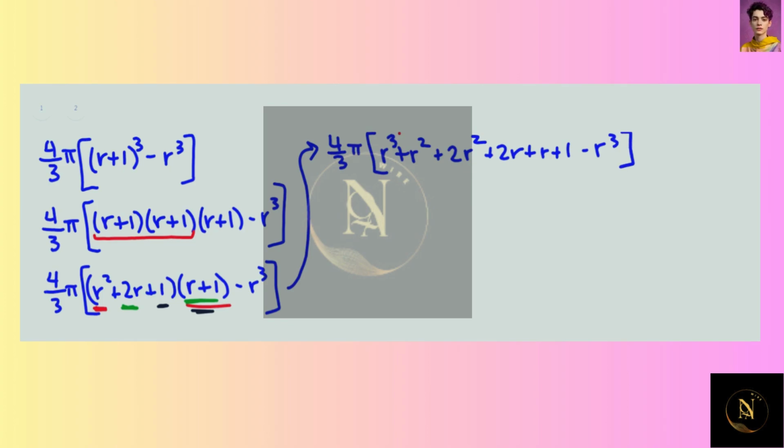So now's a good time. We could cancel the r cubed and the minus r cubed. And now we'll combine some like terms. So we have 4/3 pi times what? Well, we have r squared and 2r squared, so those add together to be 3r squared. We have 2r and r, so those add together to be 3r. And we have 1. So that's just 1.